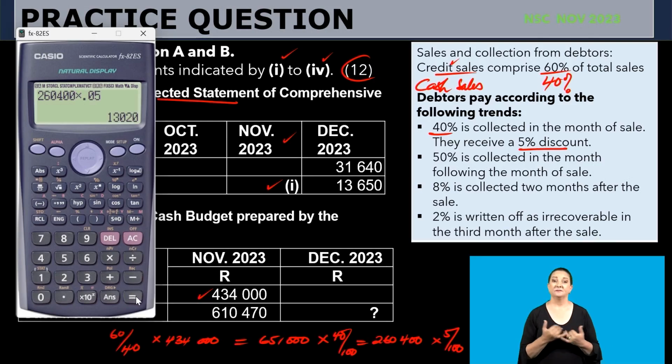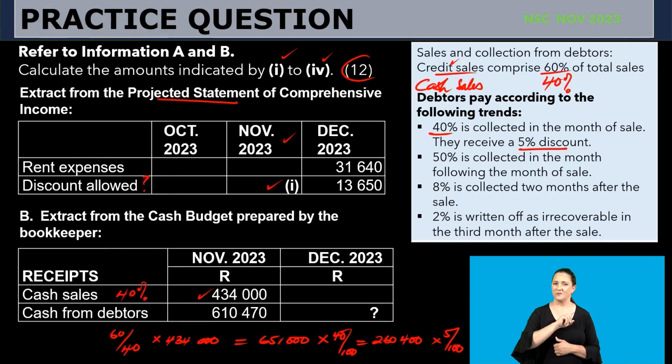260,400 by 5% gives me 13,020. So I'll come here. My answer to that is 13,020. That is my answer to number 1. We good? Should I go on to number 2?